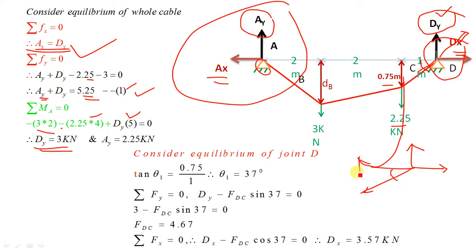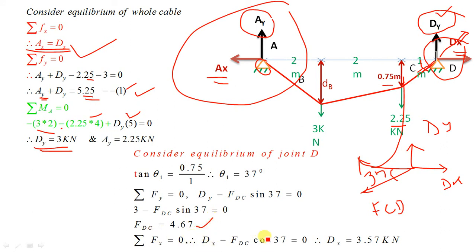This angle, we have found, is 37 degrees, and this is the force in member CD or DC, one and the same. Okay, so summation of Fy: this is dy and this is your dx. So dy minus F of CD sine of 37 is equal to 0. Substituting that value, you will get the force in DC or CD as 4.67 kilonewton.